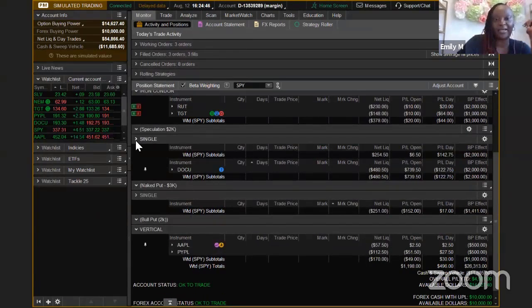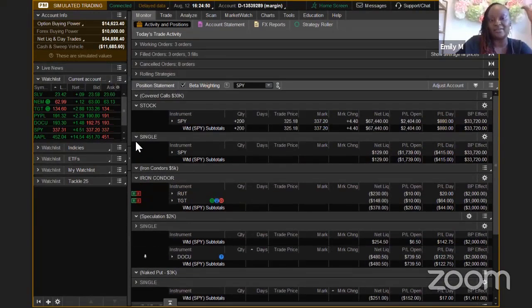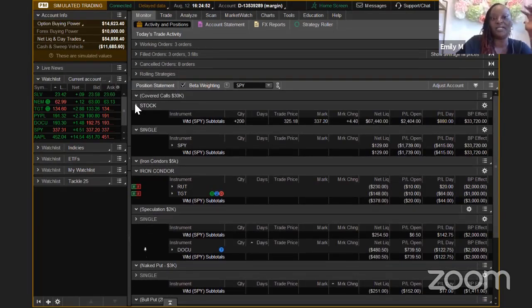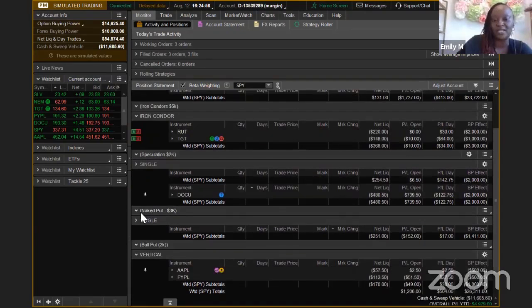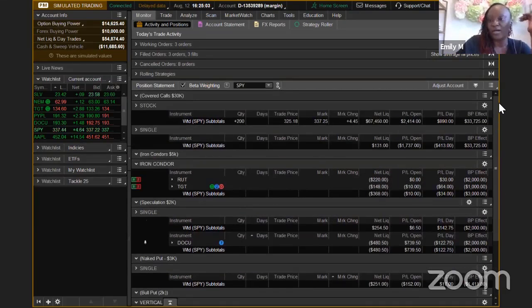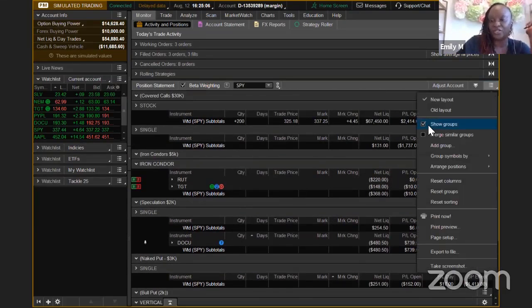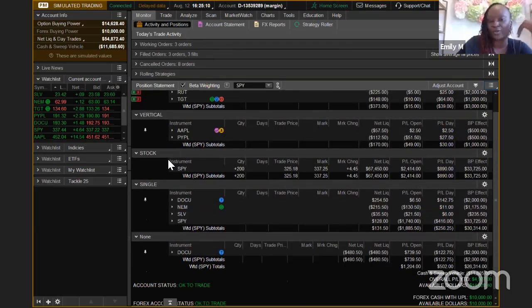So now I can go and see, okay, I have this many trades on in covered calls, this many trades on in iron condors, this many trades on in speculation trades, and so forth. And you can look and see, okay, where do I need to make all my adjustments from? If you want to go back to a simple version, you certainly can, and you can just uncheck the groups and look at it that way. Whatever works for you.